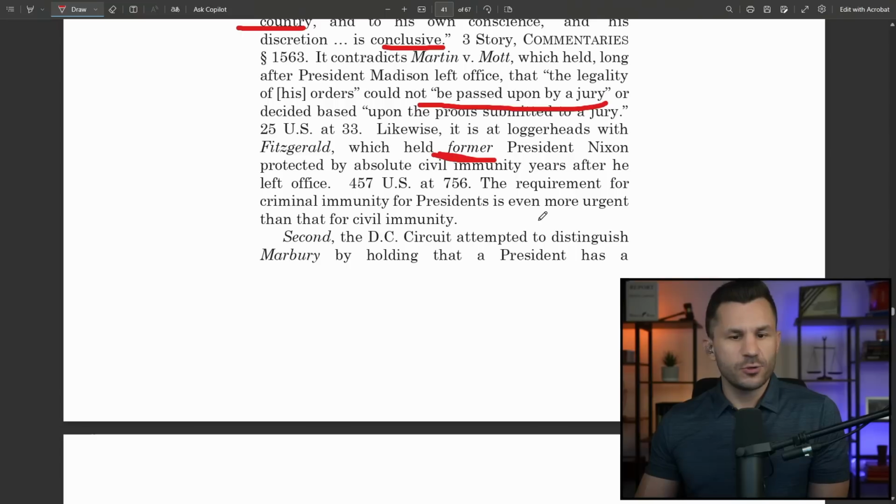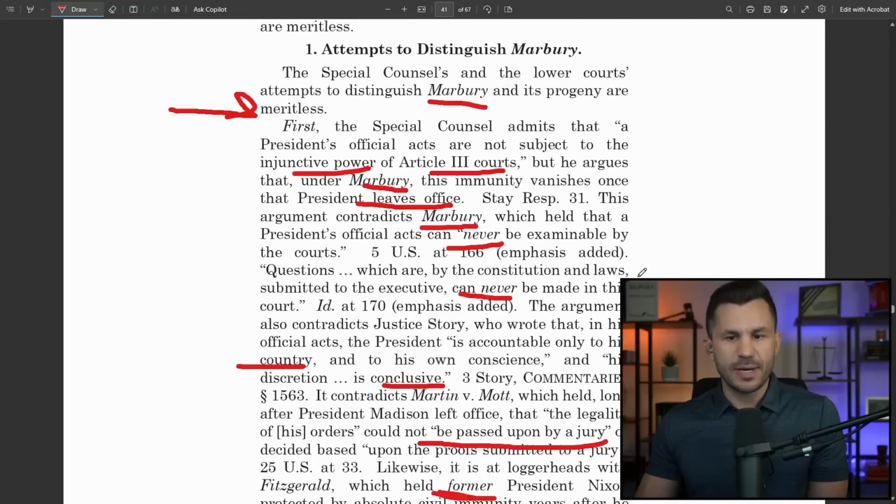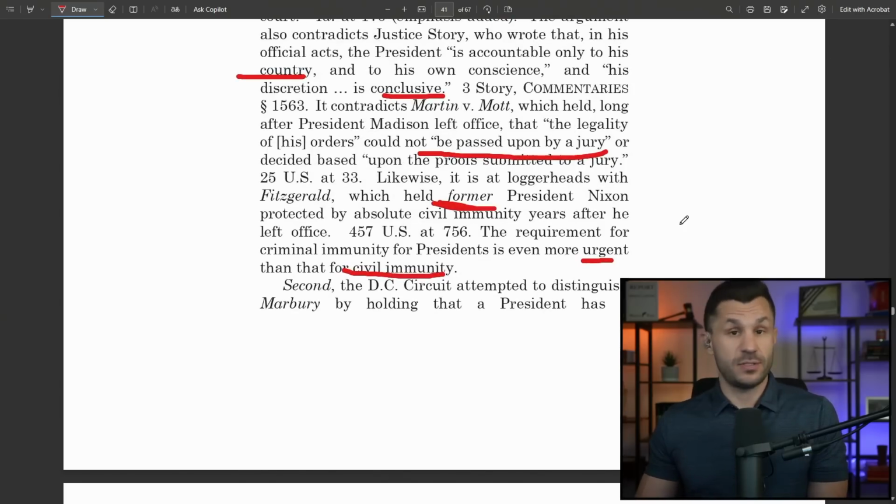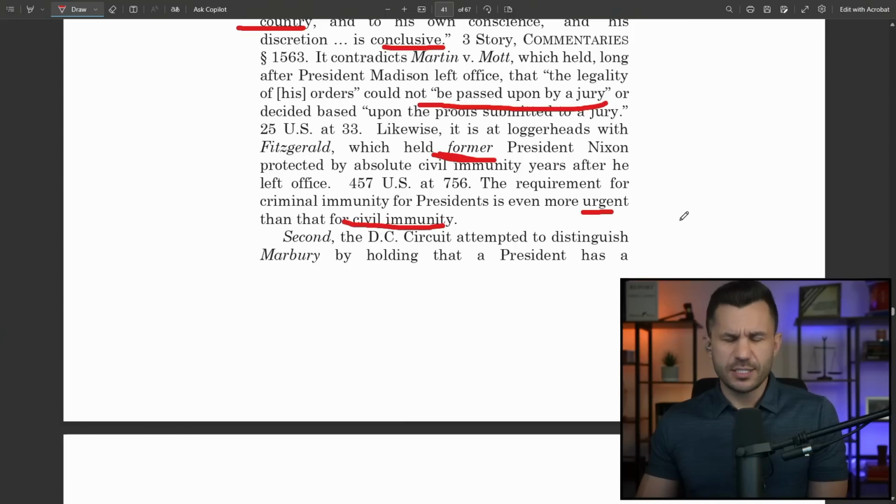The requirement for criminal immunity for presidents is even more urgent than that for civil immunity, Jack. So don't say, right now we're talking about the distinction between in office and out of office. Jack says once you're out of office, it evaporates. That kind of undermines the entire point of having immunity.